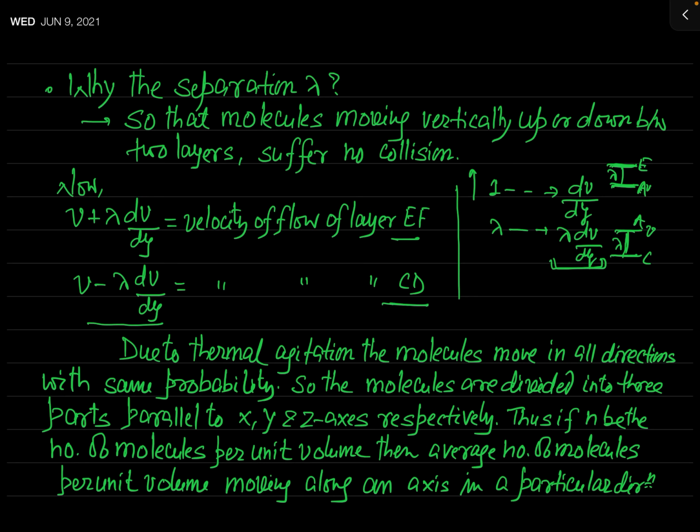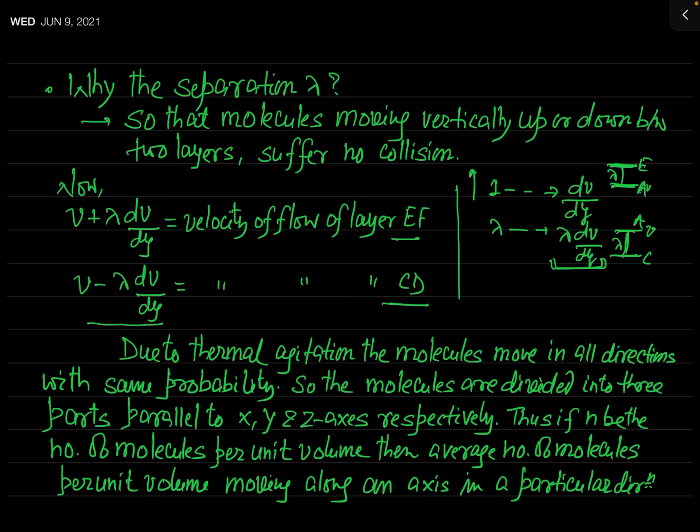One thing I am again reminding you: this velocity v, or v plus lambda dv by dy, v minus lambda dv by dy, all these velocities are mass velocities. Never confuse this velocity with the thermal velocity of gas molecules. These are not those velocities. These are mass motion velocities. And you have seen that the origin of viscosity is the different mass motion velocity of different layers. So we have considered it like that. Now we are considering the thermal motion of our molecules.